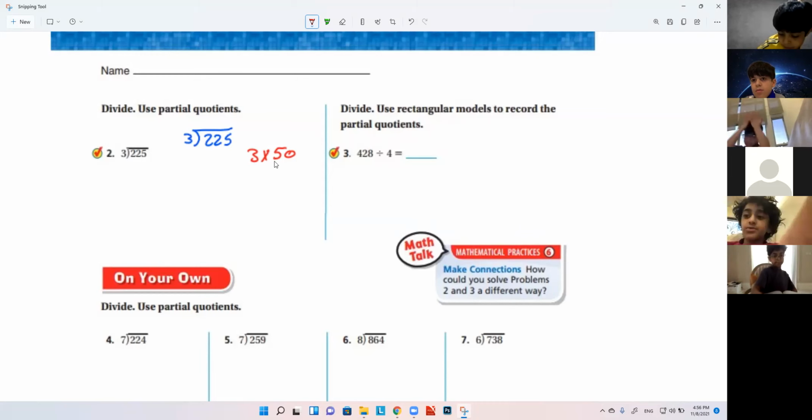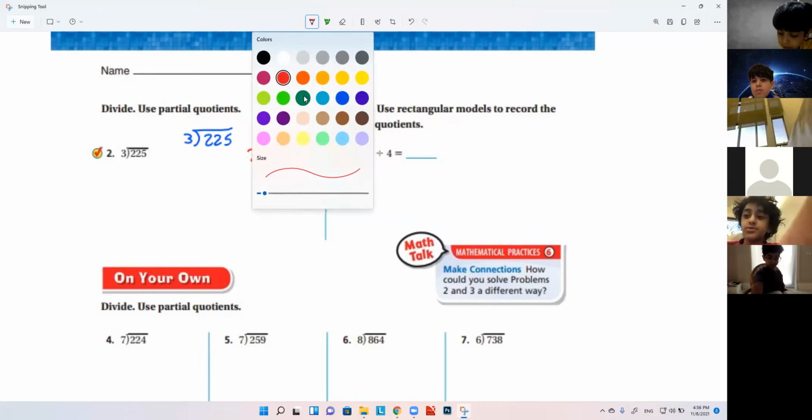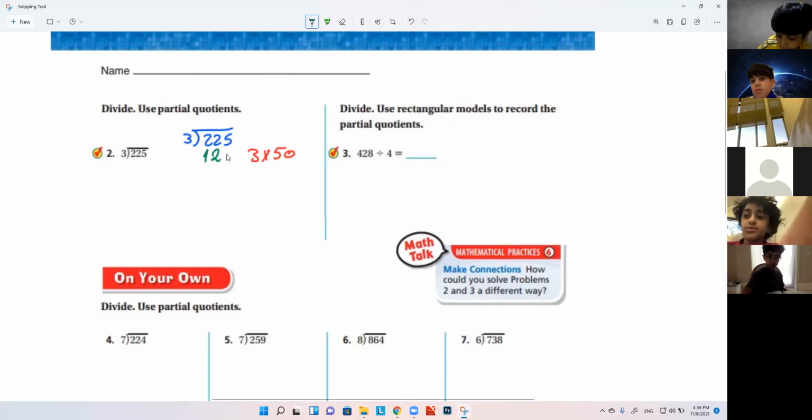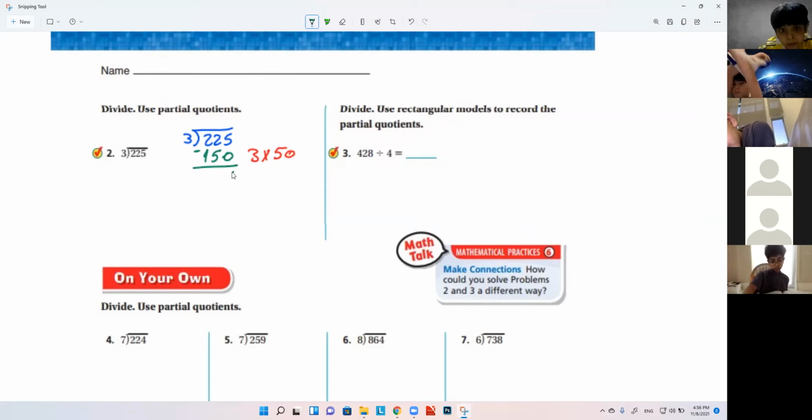So 3 multiplied by 50 equals 150, right? So let's write 150 here, and subtract, okay? So 5 minus 0 equals 5. 2 minus 5 can't be because 2 is smaller than 5.